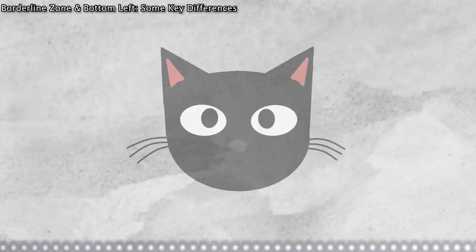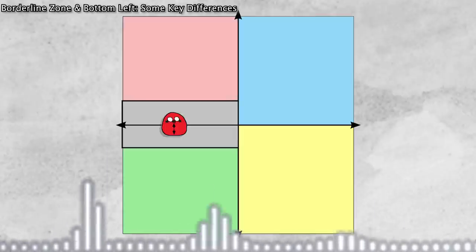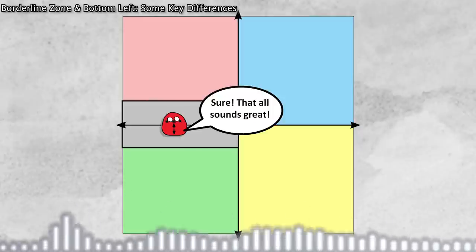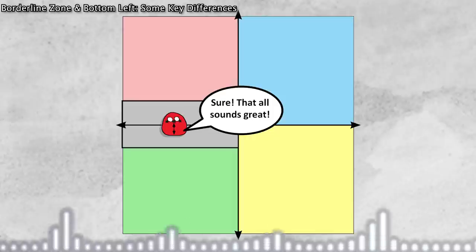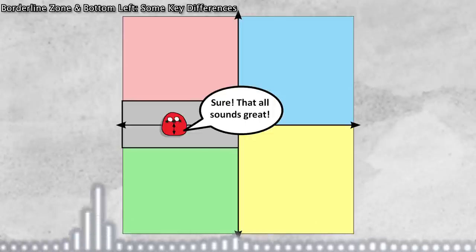And again, it's not that socialists in the borderline zone are opposed to any of this. If you ask them their opinion, they'd probably be like, sure, that all sounds great. However, they tend not to give much attention to direct democracy at the grassroots level. They don't seem very concerned when it's not present, and they just generally place less importance on it.